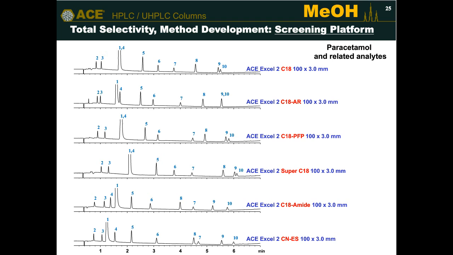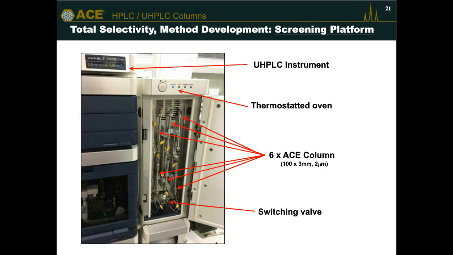So our standard screen is the 100 by 3 mil, 2 micron column. It's a good compromise, because column length is directly proportional to the number of plates in terms of resolution. So 100 mil is a good choice for screening. The 3 mil ID means that we have a lower flow rate, which is always good for the environment. And the 2 micron particle size means that we get much better efficiency than 3 micron, but the back pressure isn't quite as bad as a 1.7. So that's why we use that format specifically.